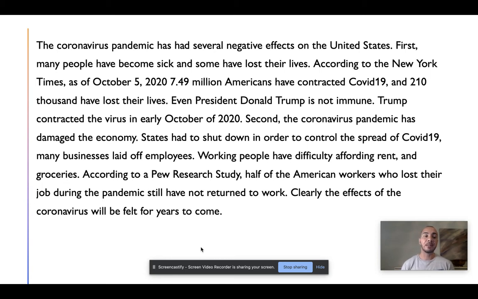Second, the coronavirus pandemic has damaged the economy. States had shut down in order to control the spread of COVID 19. Many businesses laid off employees. Working people have difficulty affording rent and groceries. According to a Pew Research study, half of American workers who lost their job during the pandemic still have not returned to work. Clearly, the effects of coronavirus will be felt for years to come.